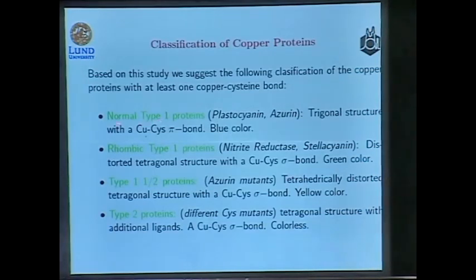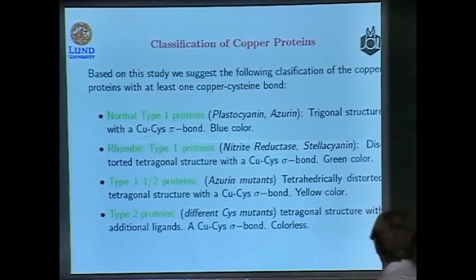So these proteins are called normal type 1 proteins. Plastocyanin is one of them. Another protein called azurin is another one. And they have a pi bond in the blue color. Then by changing ligands, you can change the balance between the sigma and the pi bonding a little bit, and actually you get some rhombic type 1 proteins, nitrite reductase and stellacyanin, which has a distorted tetragonal system with a sigma bond or something in between a sigma and a pi bond, and they become green. The color is disappearing for the tetragonal one. It is not going to be blue there.